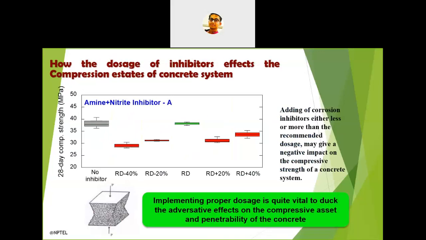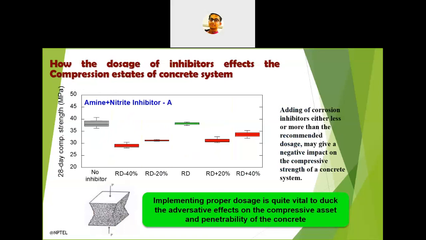This parameter is the compressive strength, because we are using the concrete system since concrete is very good in compression. So the compressive strength of any concrete mix is quite important. Now in this graph we'll see how the dosage of the corrosion inhibitors may affect the compressive strength of the concrete system.